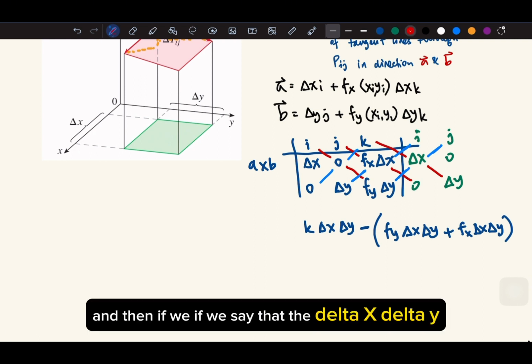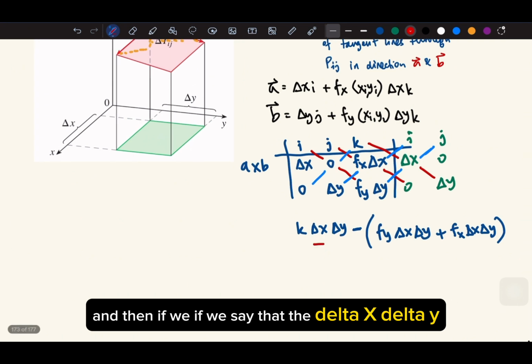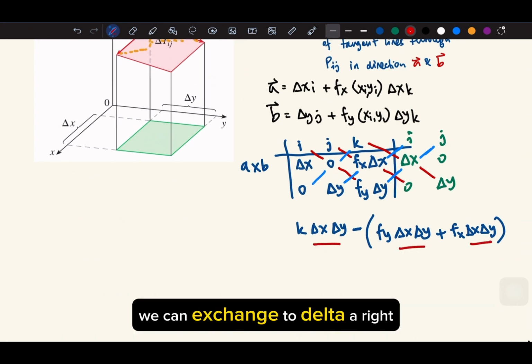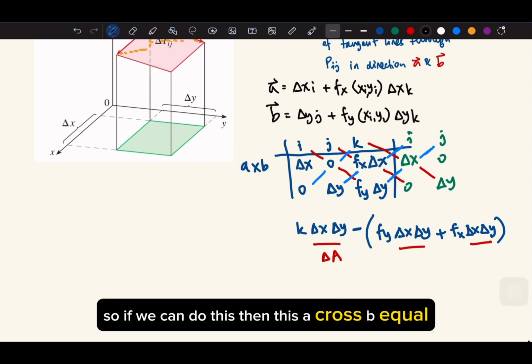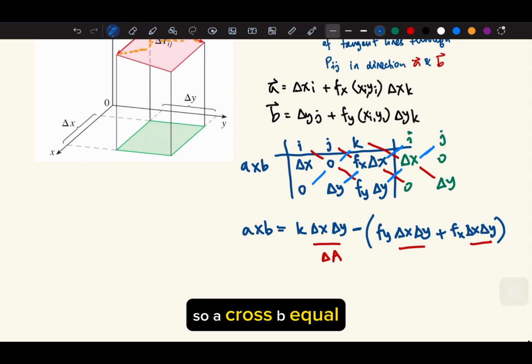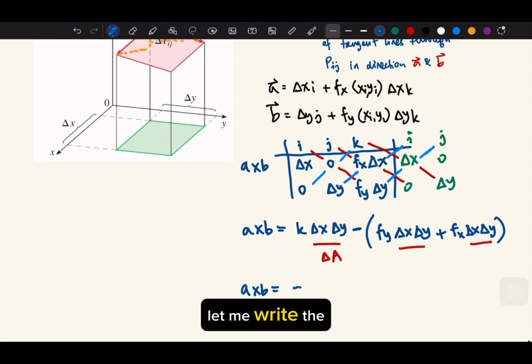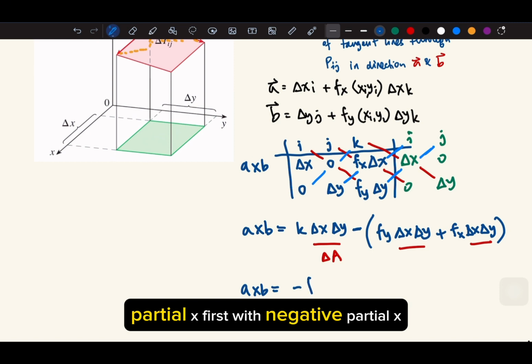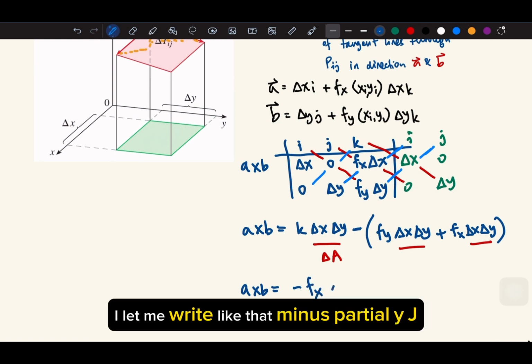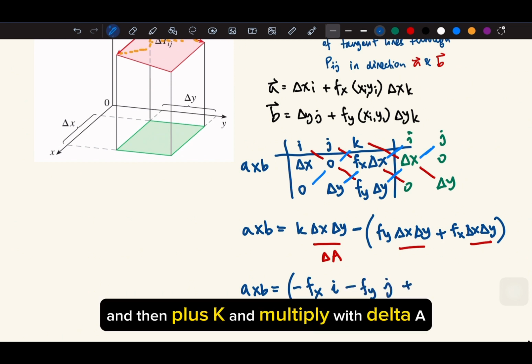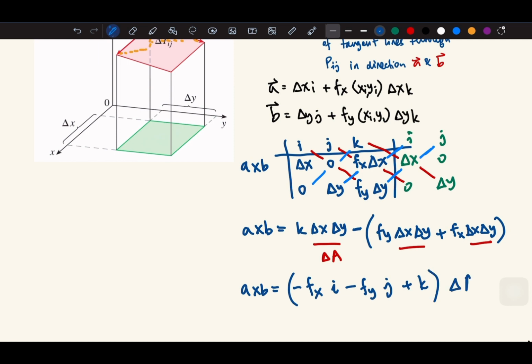And then we say that the delta X delta Y, we can exchange to delta A. So if we can do this, then A cross B equal, let me write the negative partial X I, minus partial Y J, and then plus K, and multiply with delta A.